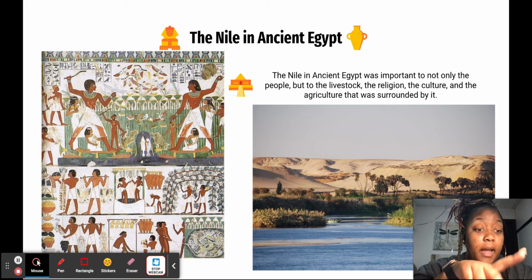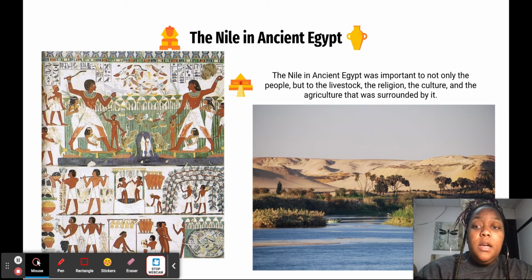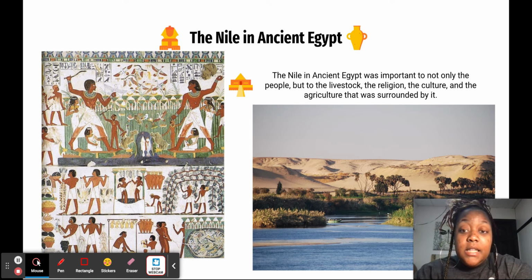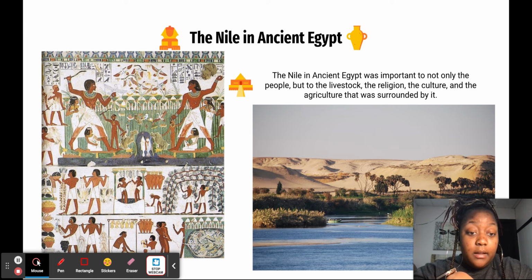The Nile in ancient Egypt. So let's take a look. Look to your left. You'll see a painting. This is a painting from the tomb of Nakt. This painting shows how important and vital the Nile River was in ancient Egypt, not only to the people, but to the livestock, their religion, their culture, and the agriculture that was surrounded by it. Take a look to your right. That is the Nile River currently.